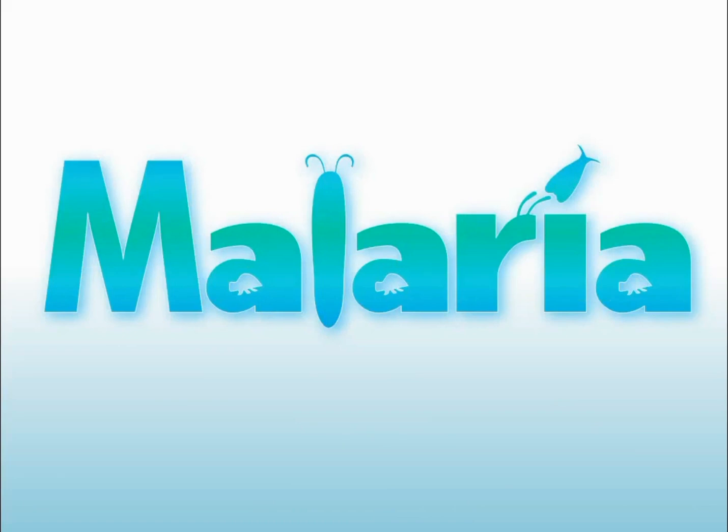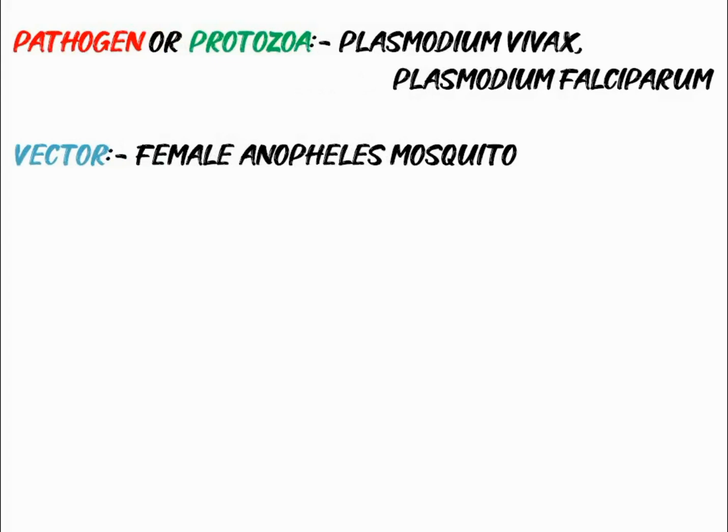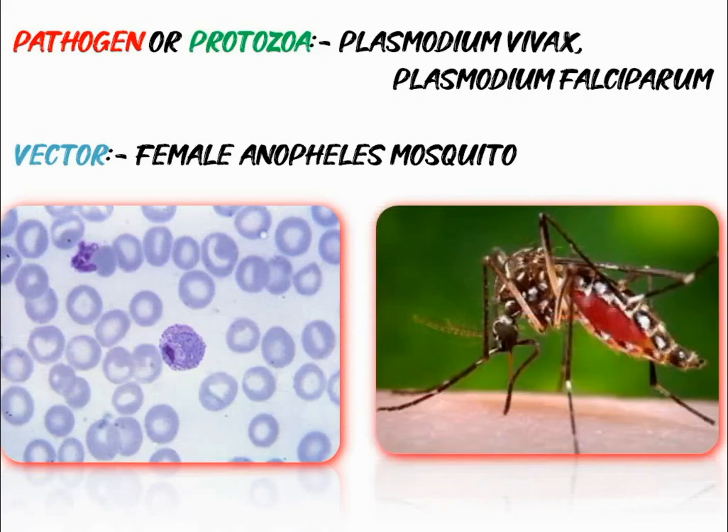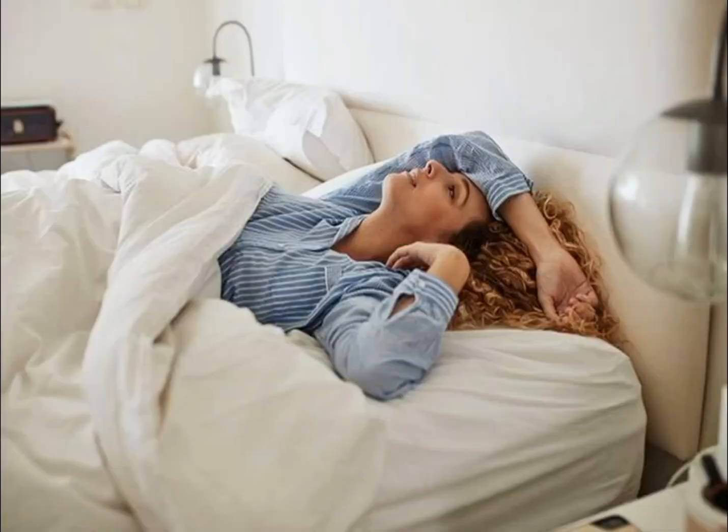First, malaria. Malaria is caused by a pathogen or protozoa, Plasmodium vivax and Plasmodium falciparum, with a vector, female Anopheles mosquito. Here is an image of Plasmodium vivax and this is female Anopheles mosquito. So let us see how this occurs.